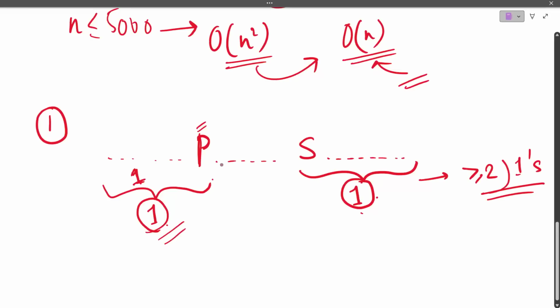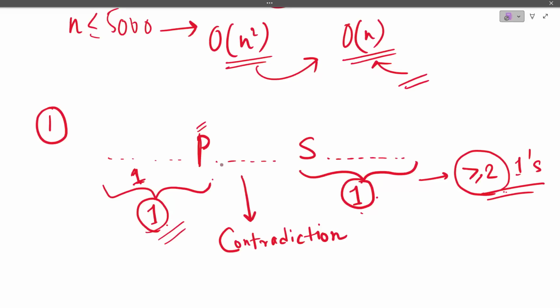But here we have greater than or equal to 2. We need greater than or equal to 2 ones to satisfy all conditions. So that means this is a contradiction. And the answer for all such test cases is definitely no. So in a string, whenever a p comes before some s, the answer is definitely no.